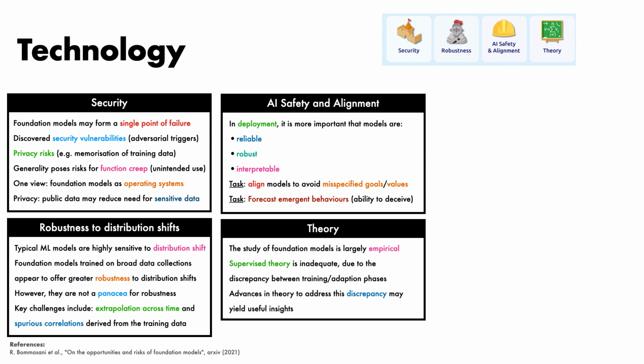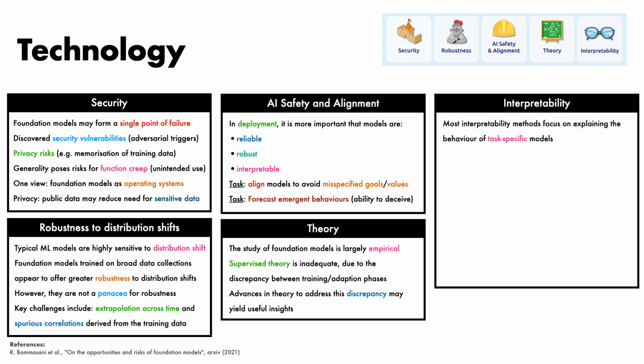Turning next to interpretability, much of the existing repertoire of interpretability methods in machine learning focus on explaining the behavior of task-specific models. However, in addition to their natural opacity stemming from the deep neural networks that underpin them, the fact that foundation models are useful for many tasks and possess emergent behaviors brings additional challenges from an interpretability perspective.